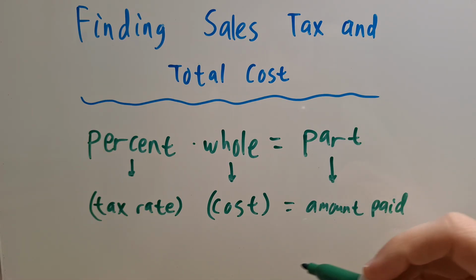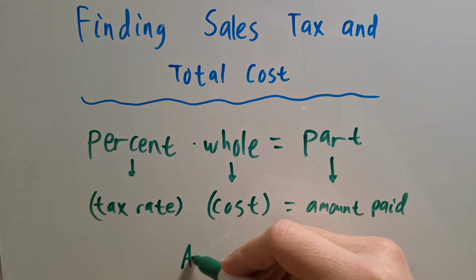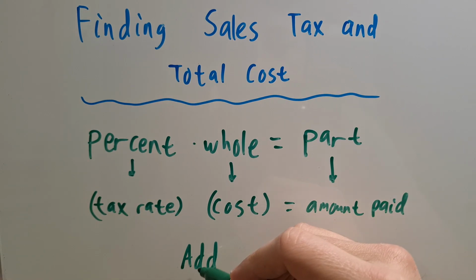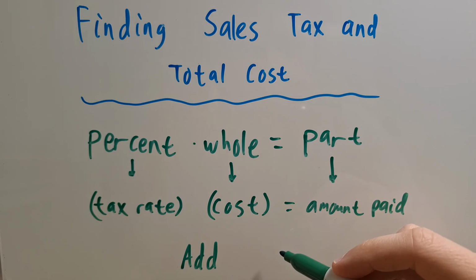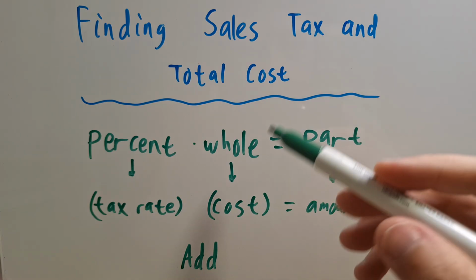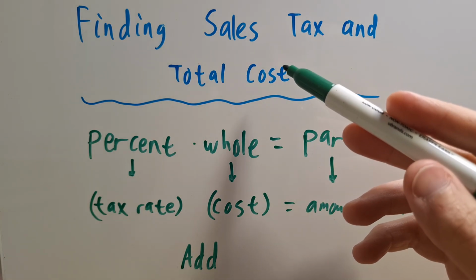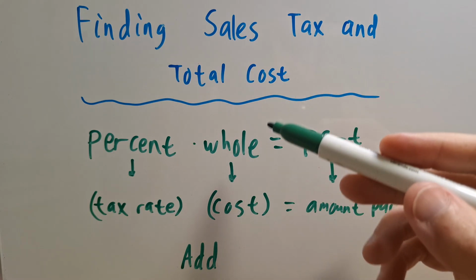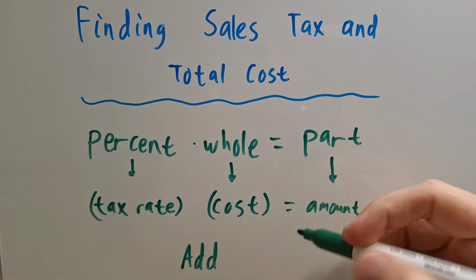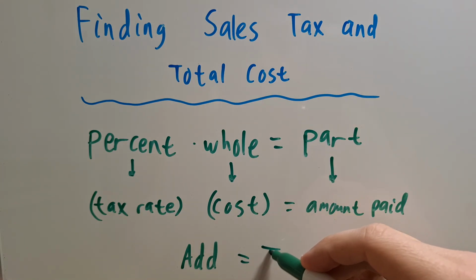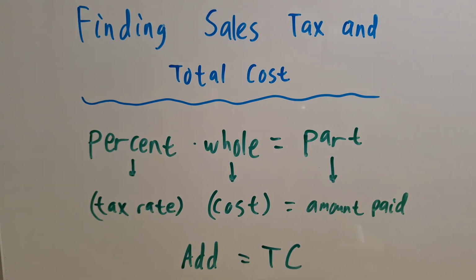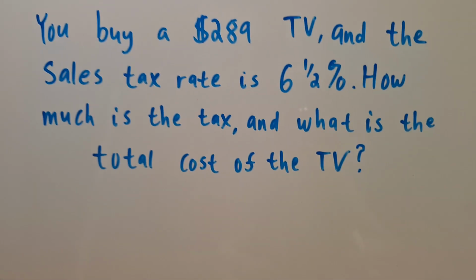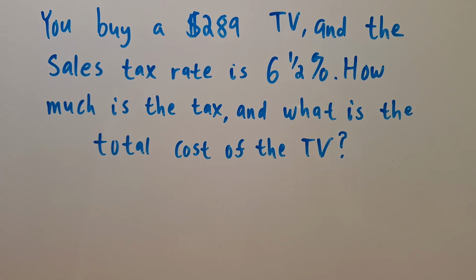And then the last thing we'll do is we'll add to find out how much we will pay in all. So the first thing we do is find out what the sales tax is. We're going to add that to the cost of the item, and that's going to equal, I'll call it TC for total cost. So let's take a look at this in an application.